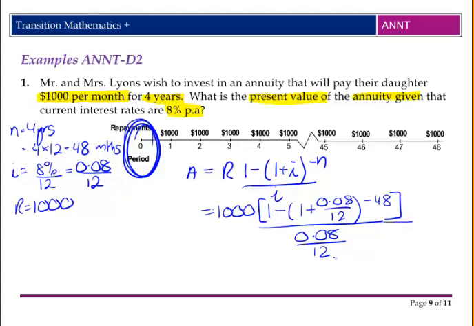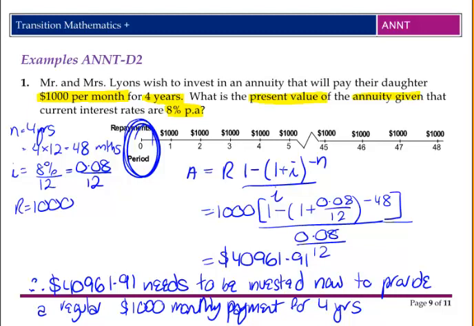Okay, so our answer ends up being $40,961.91. So therefore, you would need to invest $40,961.91 to get that regular $1,000 payment for 4 years per month. So finish that there: $40,961.91 needs to be invested now to provide a regular $1,000 monthly payment for 4 years.